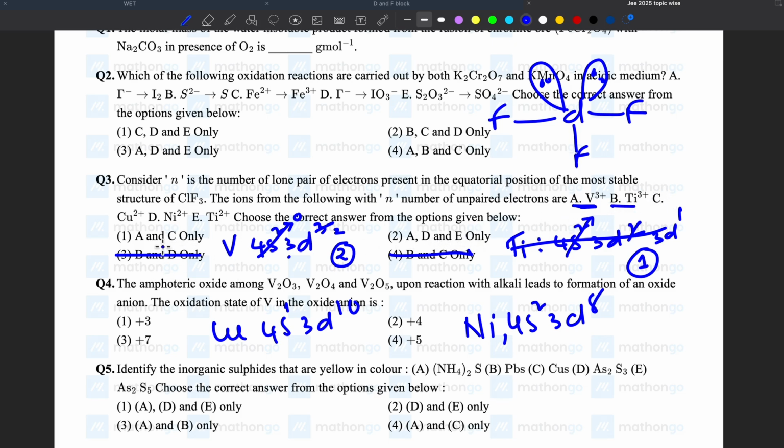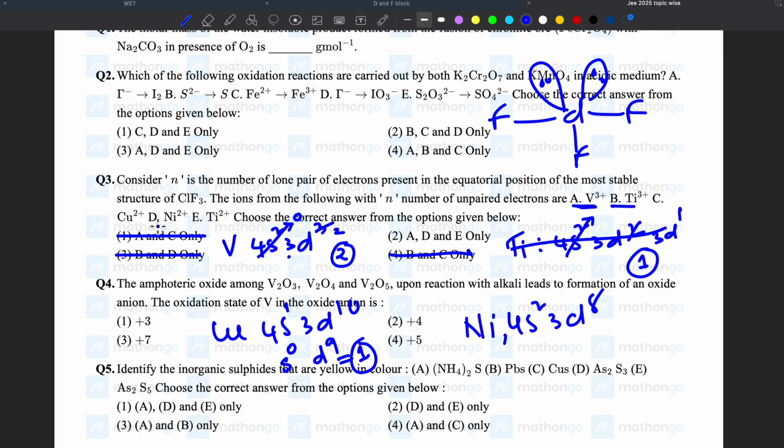Then we will go to C. Copper plus 2 electron configuration is 4s0 3d9. So still it has 1 unpaired electron, not 2. It has 1 unpaired electron. So copper is in C. C should not be included.